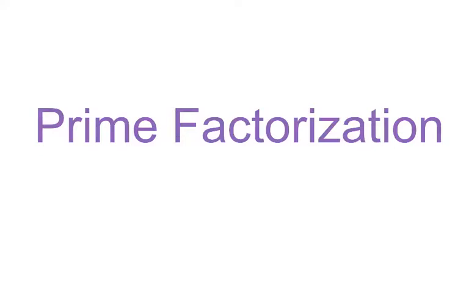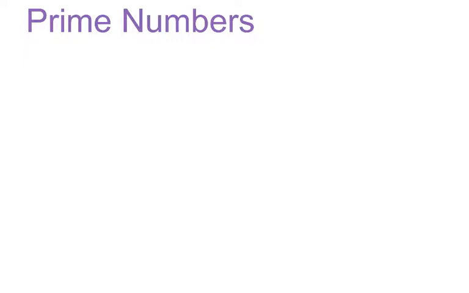Today we're going to talk about prime factorization. To start with, what's a prime number? A prime number is any number that only has two distinct factors. So for example, 2 is a prime number because its only factors are 1 and itself. 3 is a prime number because its only factors are 1 and itself.